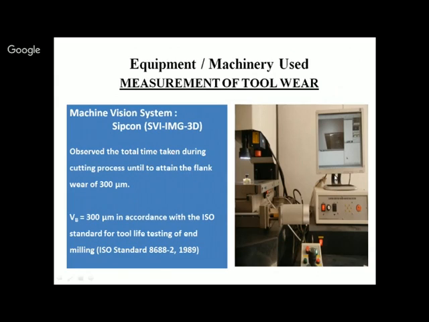So this is the type of machine on which I have measured the flank wear. You can see that I have made this type of arrangement on which the insert can be fitted, and this image can be enlarged on this monitor, from where I can measure this flank wear in microns. This will give us an accuracy of 1 micron each. So this is a very good machine.